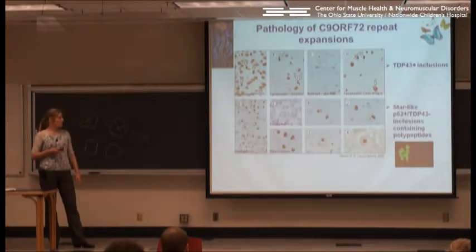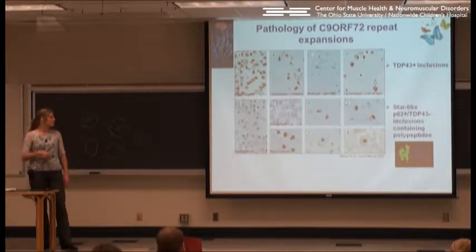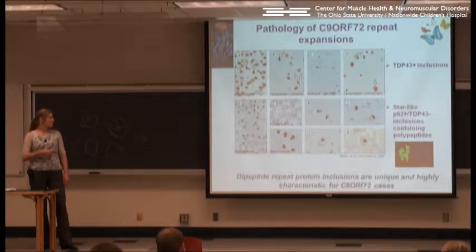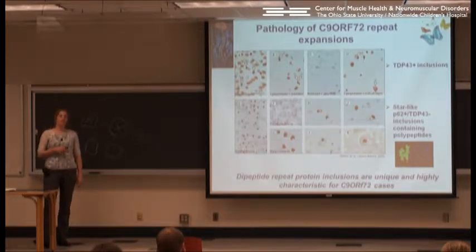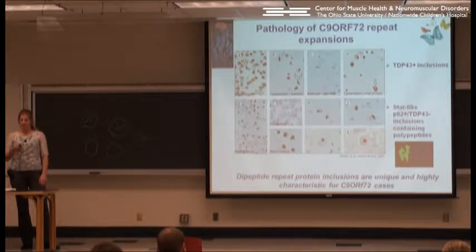And the other thing that is very typical for C9orf72 cases is star-like, p62 positive and TDP-43 negative inclusions that usually contain dipeptide repeat proteins. These are very unique for C9orf72 cases. You don't find them in other ALS or FTD cases.